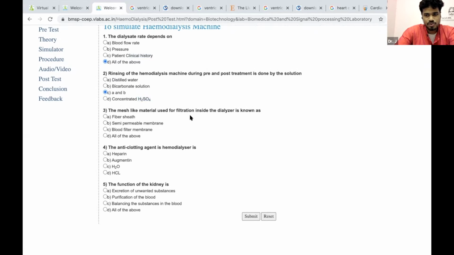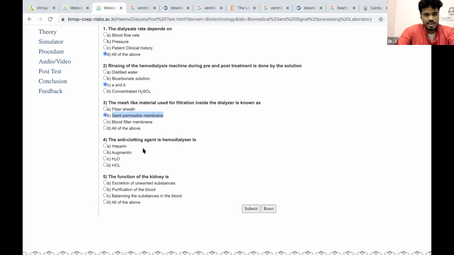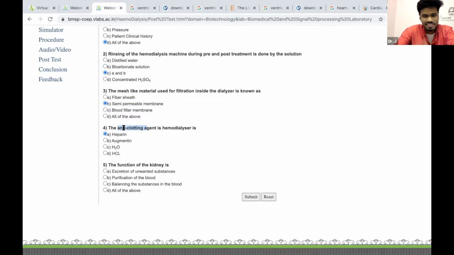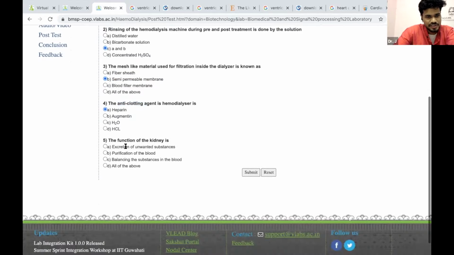Mesh-like material used for filtration inside the dialyzer is known as fiber sheet, semi-permeable membrane, blood filtering, all of them. The semi-permeable membrane allows certain things. We know big molecules it will allow, small molecules it won't allow. So semi-permeable. What is the anti-clotting agent in the hemodialyzer? I just mentioned this. The cheapest anticoagulants out there. The function of the kidney is excretion of unwanted substances, purification of blood, balance the substances in the blood.